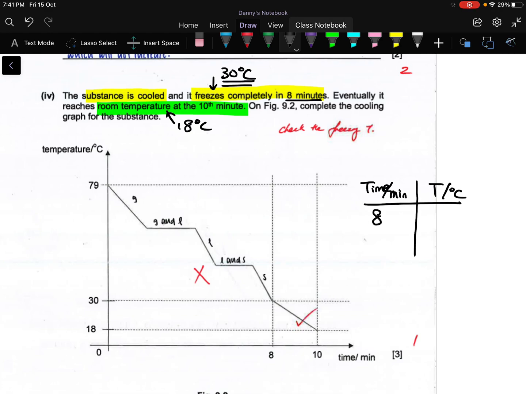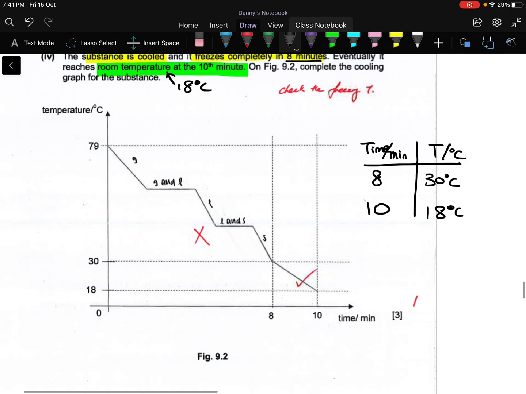Okay, what do I know? Oh, at 8 minutes, I must reach 30 degrees C. At the 10th minute, I should reach 18 degrees C. Then what do I do? I draw what I know first, which is these 2 points. So, 10th minute, 18 degrees C, I must hit this point. 8th minute at 30 degrees C. You see, right?